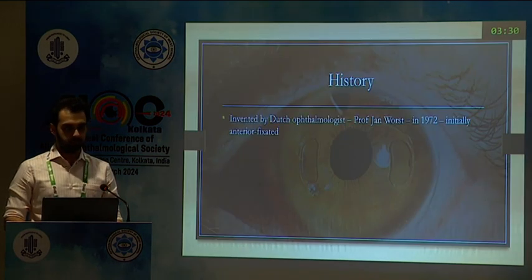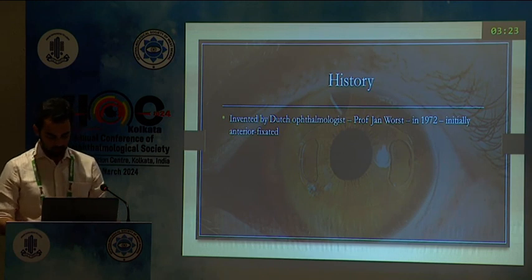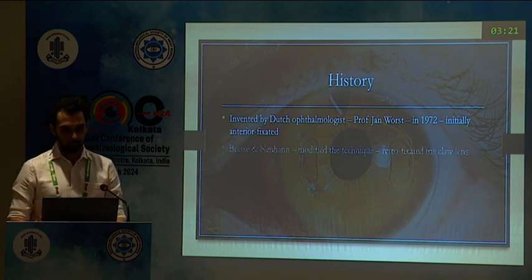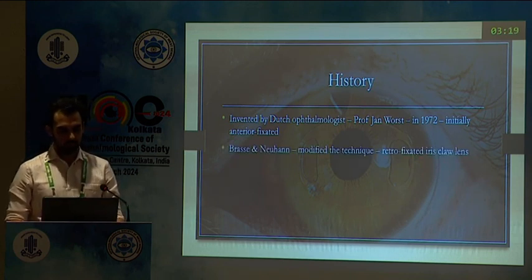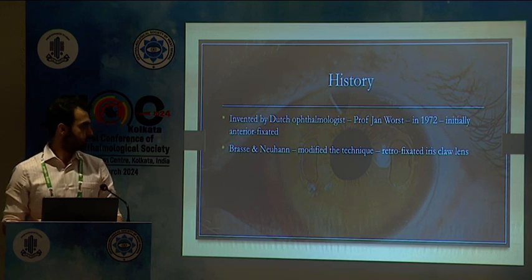So how did the iris claw lens come to be? It was invented by the Dutch ophthalmologist Professor Jan Worst in 1972, and initially the anterior fixated iris claw lens was invented. It was later modified by Brass and Neuhann as a retropupillary fixated iris claw lens.